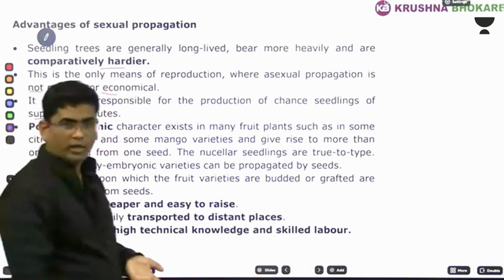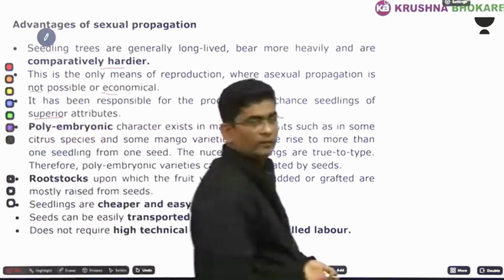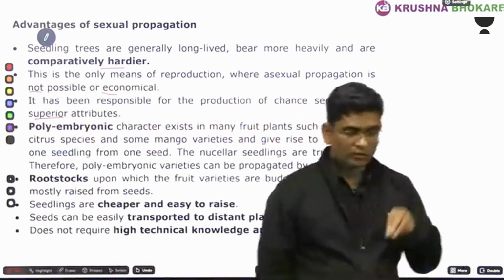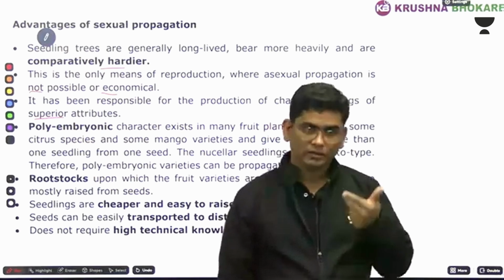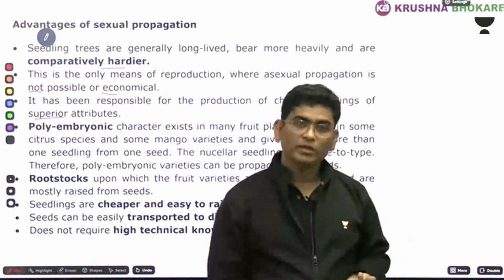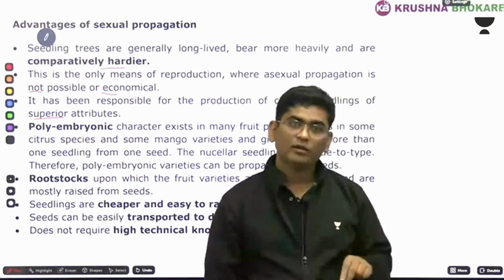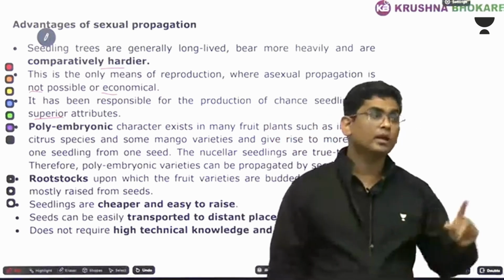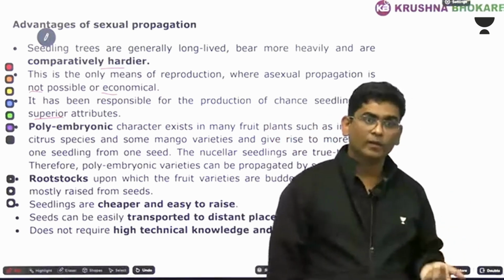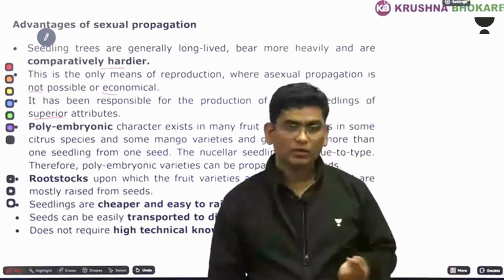What do you mean by polyembryonic? I have told you. You have seen when you are sowing the mango, sometimes from a single seed you will find 2 or 3 plants, and you get confused that these are branches, but they are not branches. That is because a single seed has 2 to 3 embryos. It is called polyembryony. The same condition is also found in which plant?